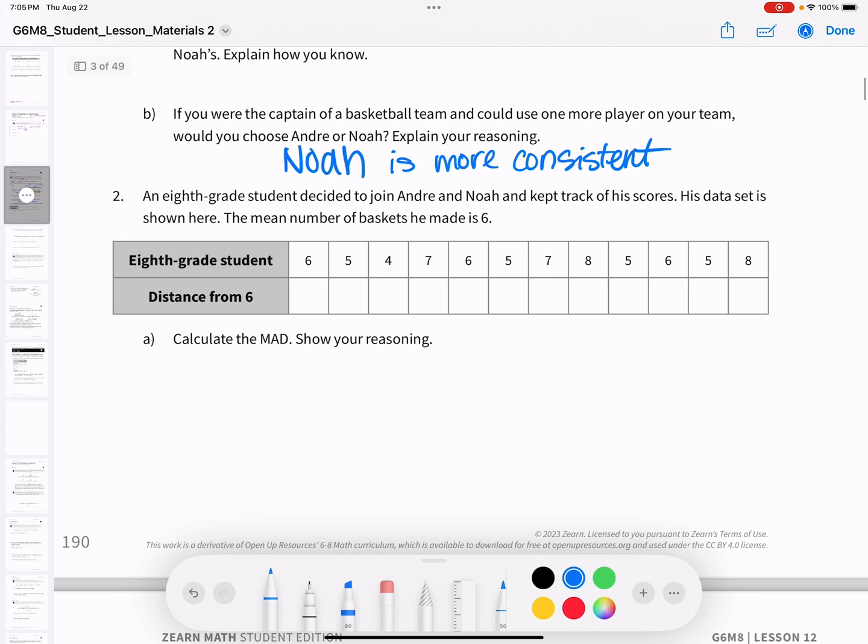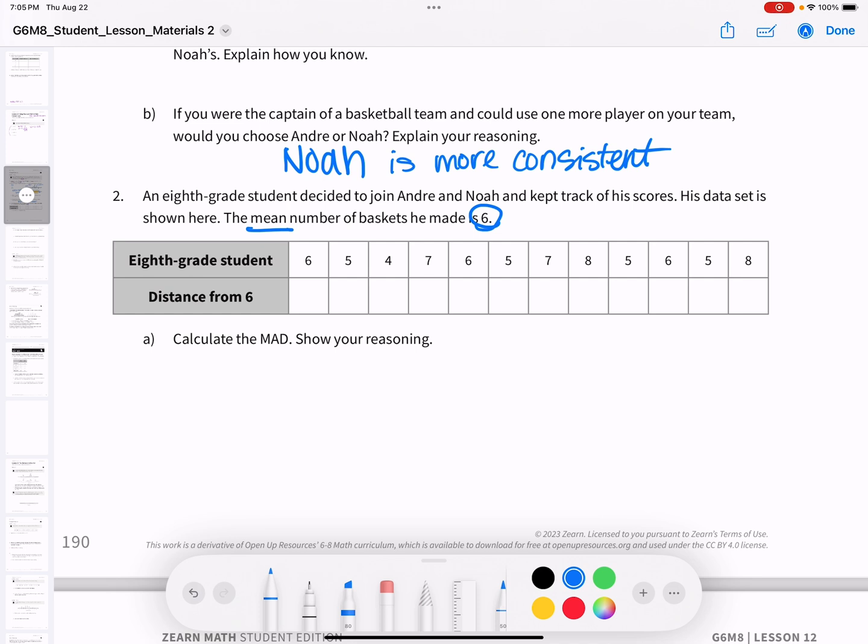All right, let's go to number 2. An 8th grade student decided to join Andre and Noah and keep track of his scores. His data set is shown here. The mean of this student is 6. Ooh, so on average, he is better than Noah and Andre.